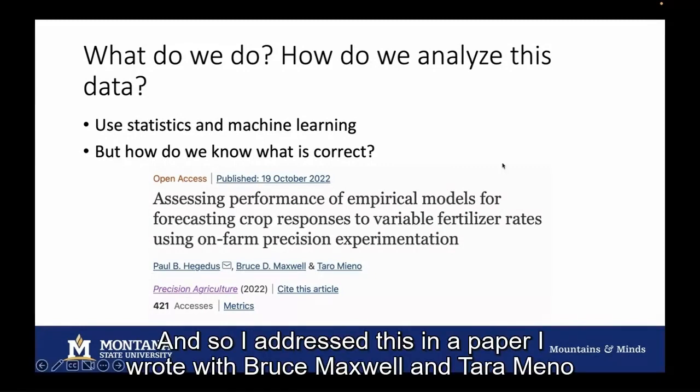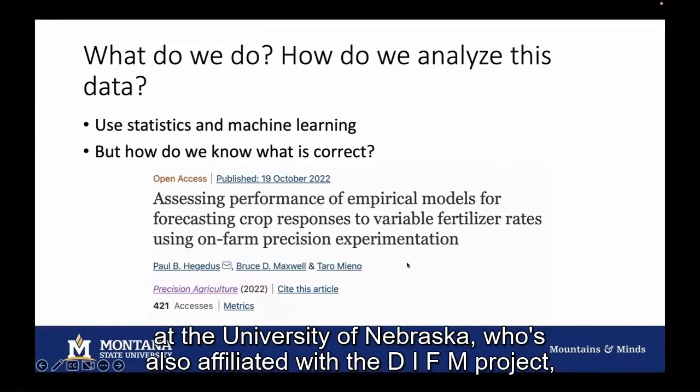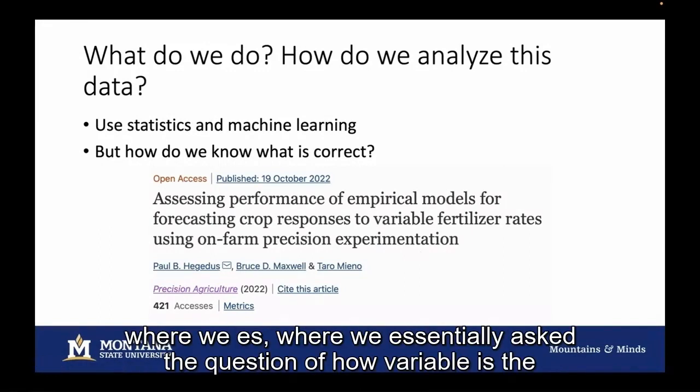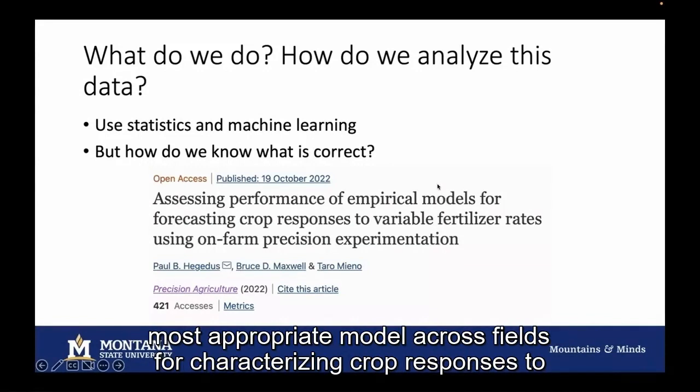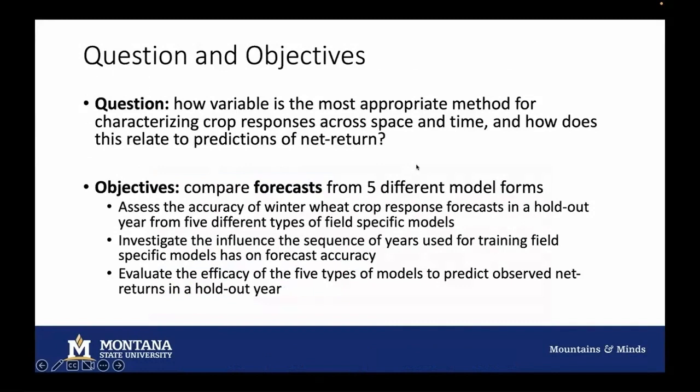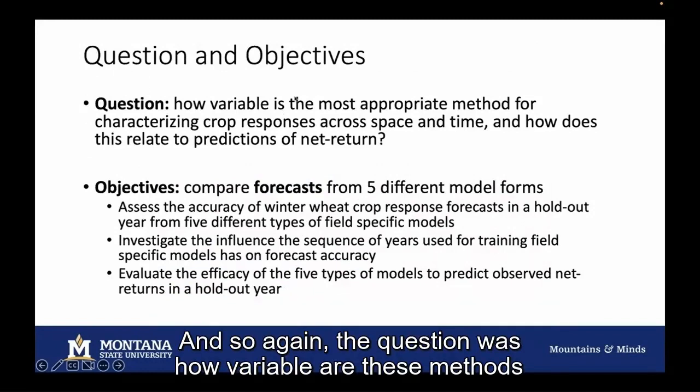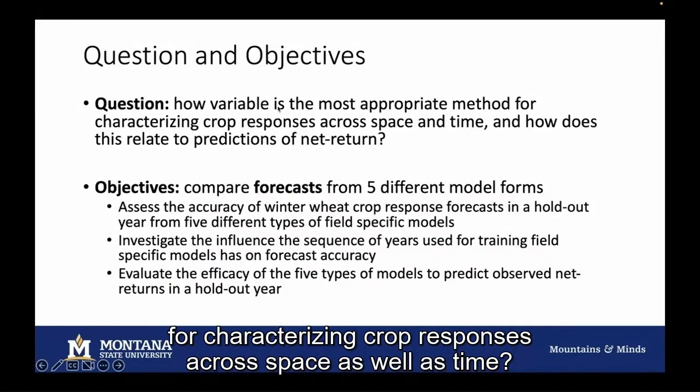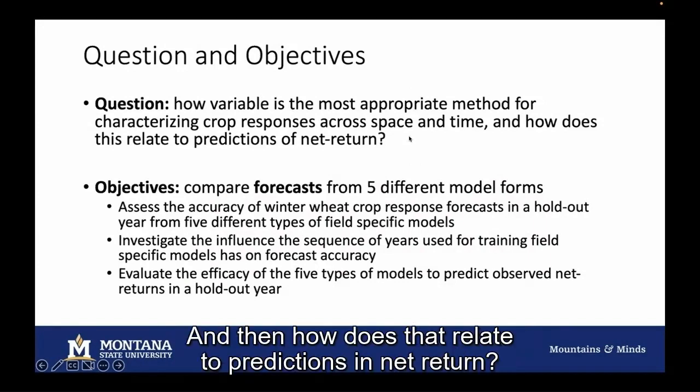And so I addressed this in a paper I wrote with Bruce Maxwell and Taro Mieno at the University of Nebraska, who's also affiliated with the DIFM project, where we essentially asked the question of how variable is the most appropriate model across fields for characterizing crop responses to variable nitrogen fertilizer rates. And so again, the question was, how variable are these methods for characterizing crop responses across space as well as time? And then how does that relate to predictions of net return?